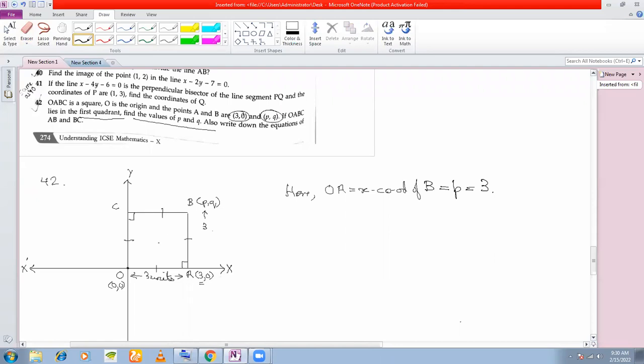Next, how to get the value of Q? If this is a square, then this is also 3 units, right? So that means AB must be equal to the Y coordinate of B. And what is the Y coordinate of B? It is equal to Q, right? And what is the length of AB? 3. Hence, coordinates of B, you only have to find out the values of P and Q. Fine, we have found out the values of P and Q. P is 3, Q is 3.